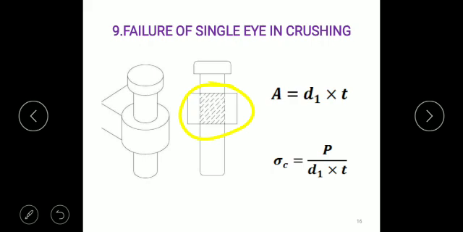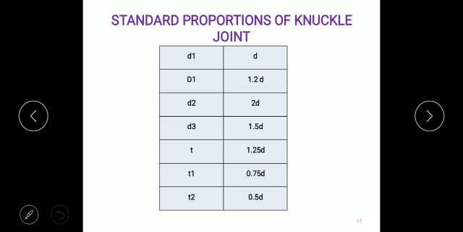Again in a similar way, either we can calculate the induced stresses, or we can calculate d1, that is the diameter of the fork end or the eye end. Again, for safety, these induced stresses should be less than or equal to the permissible or allowable stresses, so that we can say the design is safe. Or we can calculate the diameter and select the highest diameter from these three failures, so that we can proceed for the further design. So this is the procedure we use for the design of the knuckle joint.